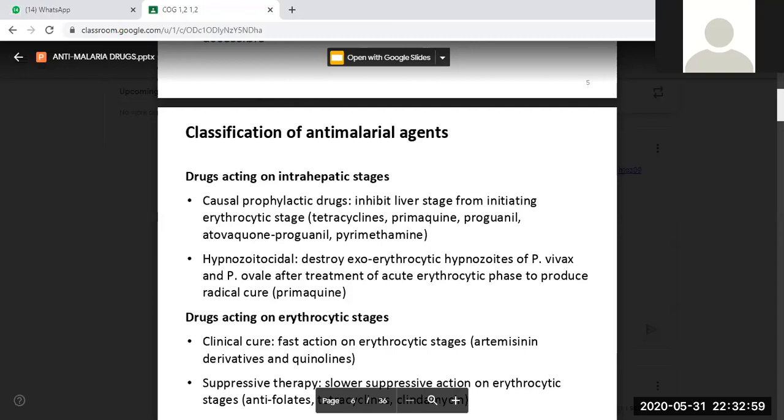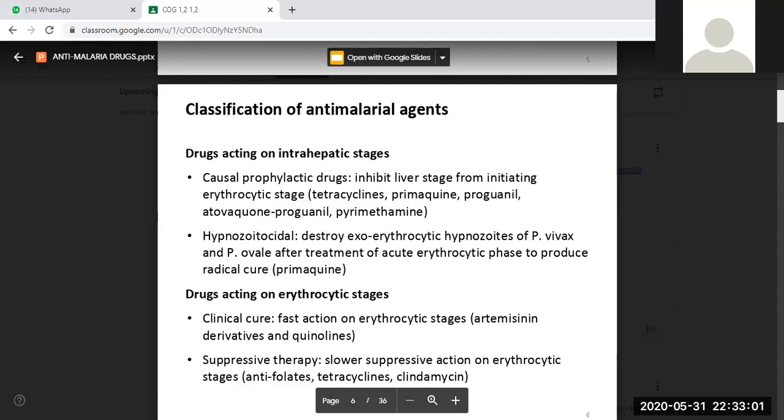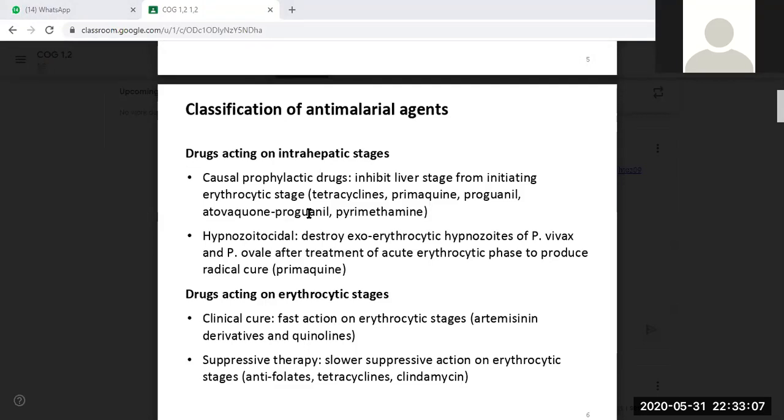Then we also have the hypnozoitocidal drugs. These ones are going to be destroying the exoerythrocytic hypnozoites of Plasmodium vivax and Plasmodium ovale after treatment of the acute erythrocytic phase to produce radical cure.